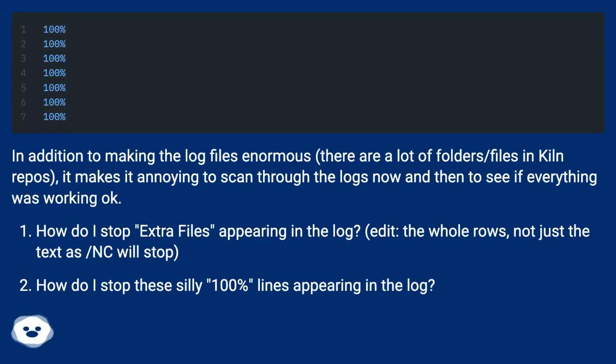In addition to making the log files enormous, there are a lot of folders/files in Kiln repos. It makes it annoying to scan through the logs now and then to see if everything was working okay. How do I stop extra files appearing in the log? Edit: the whole rows, not just the text as /nc will stop. How do I stop these silly 100% lines appearing in the log?